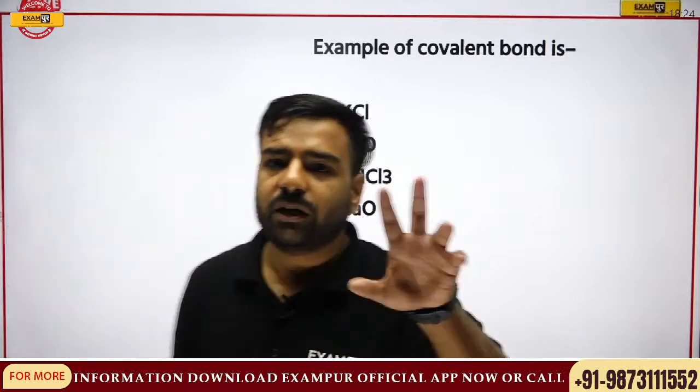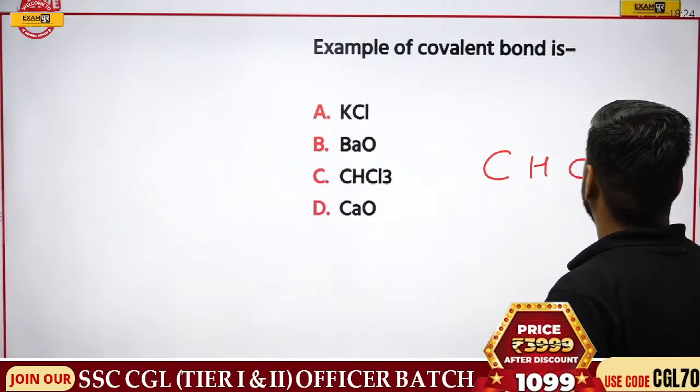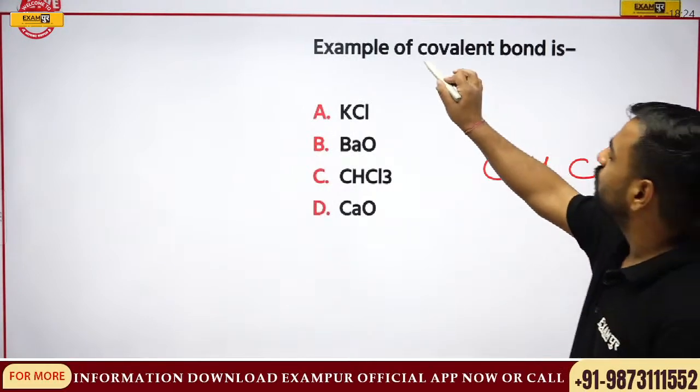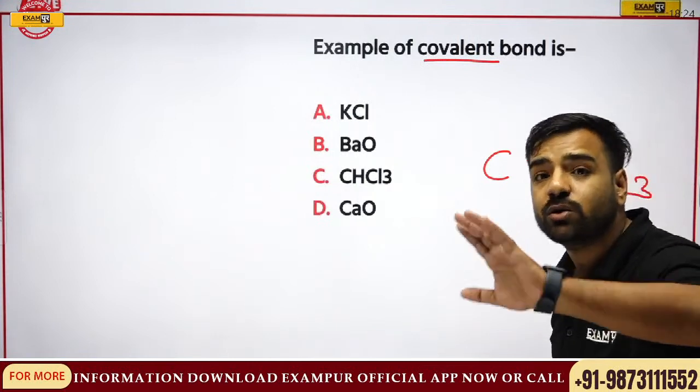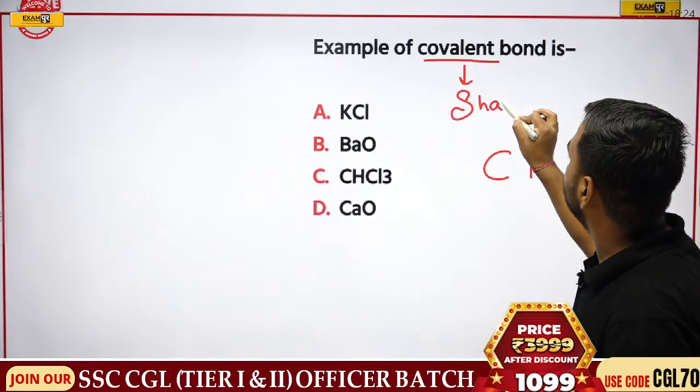Answer. See, if I go with this CSCl3, just try to relate this part. Here, we are talking about a covalent bond. That means there is no transfer of electrons. Only and only sharing of electrons will be there, right?